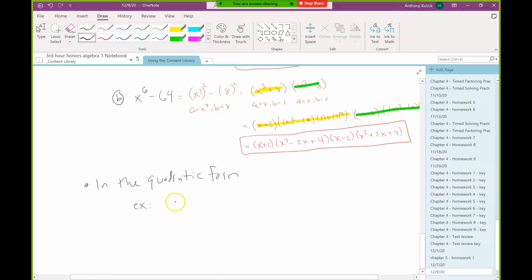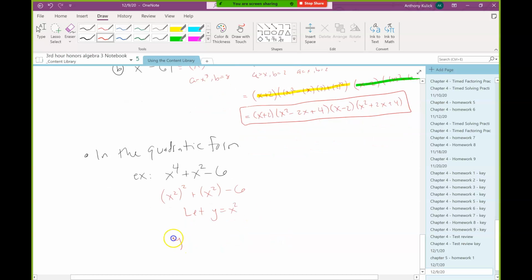So for example, if we have, say, x to the fourth plus x squared minus 6, that's an example of something that's in the quadratic form, because I can write this as x squared squared plus x squared minus 6, and if we make a little substitution, it's very obvious now that what we really have is just something quadratic, right?